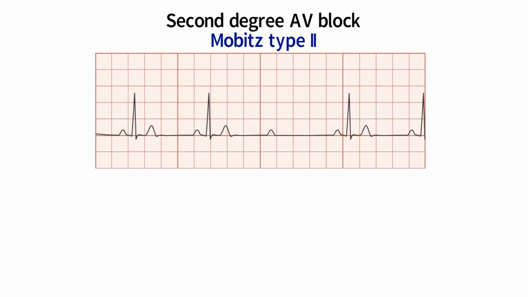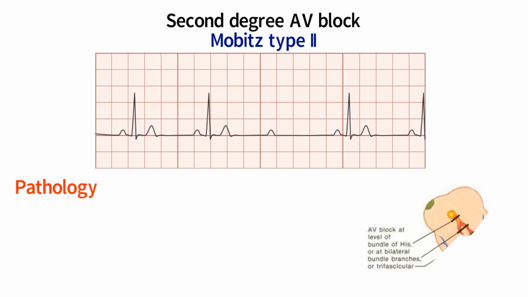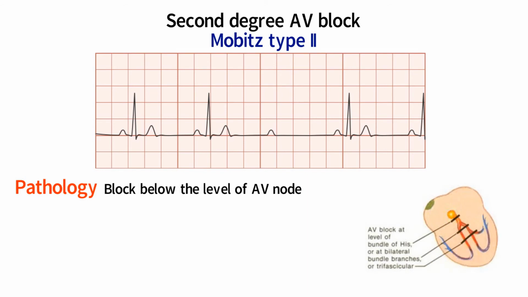And actually, this is because of the pathology of Mobitz 2. The block in Mobitz 2 is below the AV node. It's not in the AV node itself. It's below the AV node. So the PR interval will not be prolonged because the blockage is below the AV node.